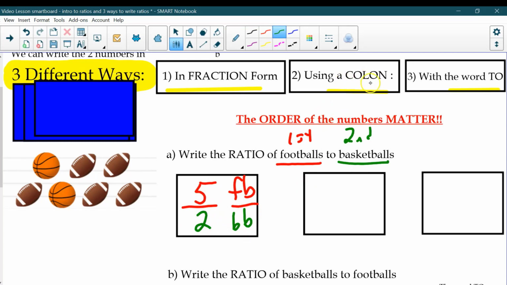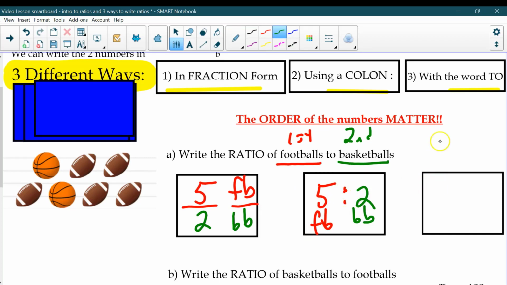Now let's write it using the colon. Again, our first number is the number of footballs, which was 5. And then we put a colon, the 2 dots. And then we put our number of basketballs, which was 2. So again, this was 5 footballs to 2 basketballs. That's how we can write the same relationship using the colon.